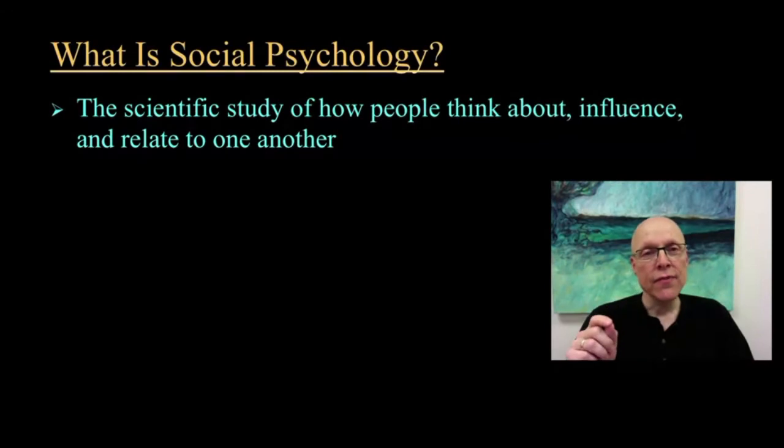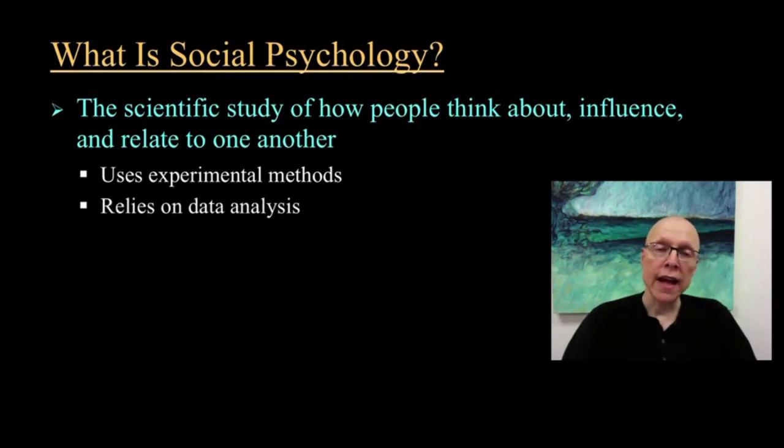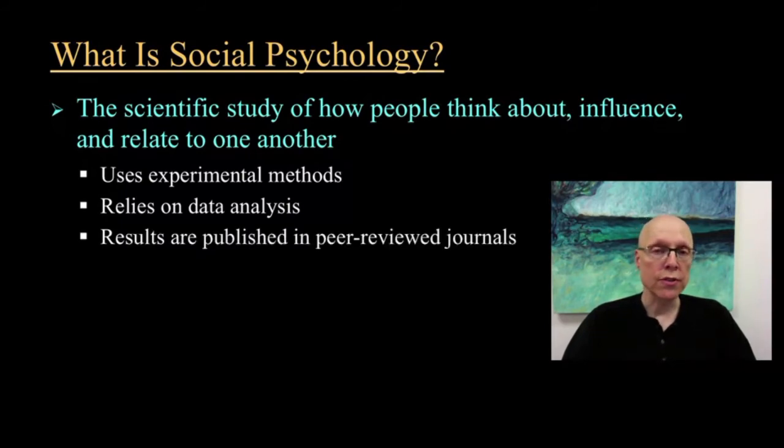It's the scientific study of how people think about, influence, and relate to one another. It uses many of the same experimental methods found in other branches of science. It uses many of the same techniques for data analysis. And the results of these investigations are typically published in peer-reviewed research journals.